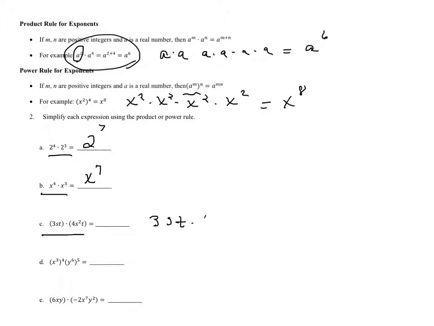3st times 4s times s times t. So if I think about it, 3 times 4 is 12. I have 1, 2, 3 s's, so s to the 3rd, and then I have t times t, which is t squared, so there it is. Now let's do D. I'm going to raise powers to powers first, so it'll be x to the 12th, because I multiply, times y to the 30th, and that's it on that one.